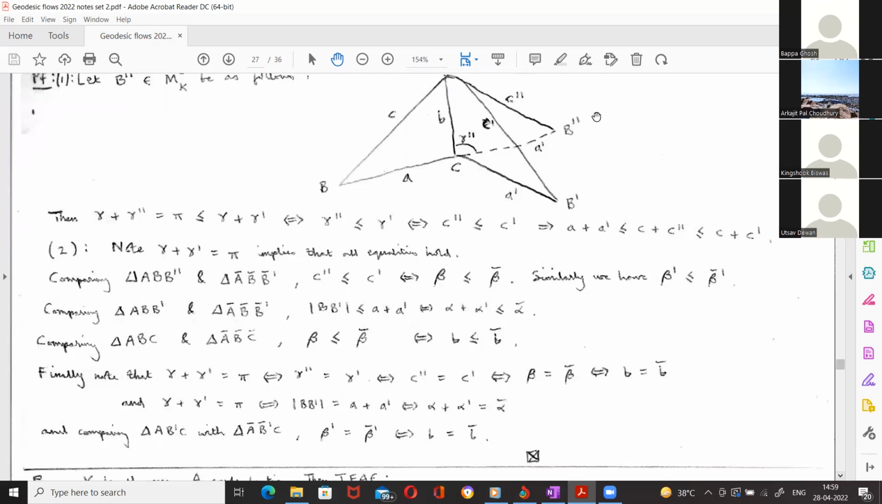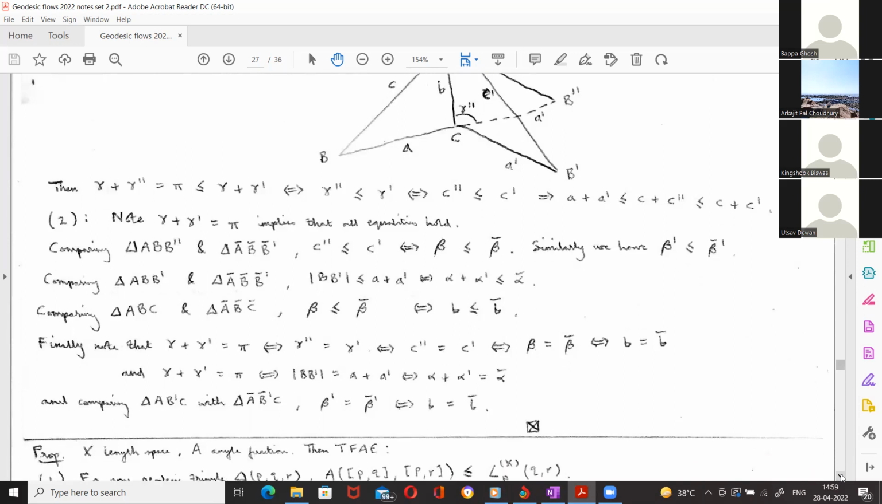So it's just a matter of constructing this triangle here, this point B double prime, and then you just compare triangles with equal sides at a vertex, and look at opposite sides. That's all. It's very simple. Is this okay? Is this fine?